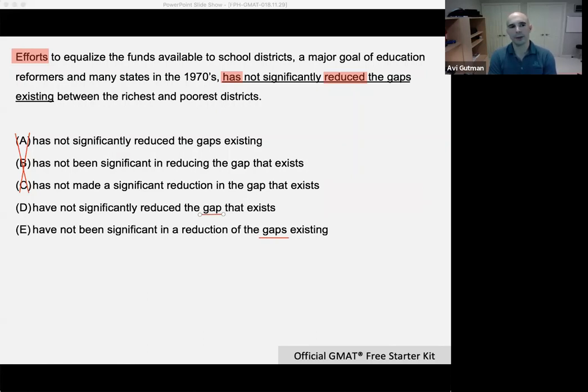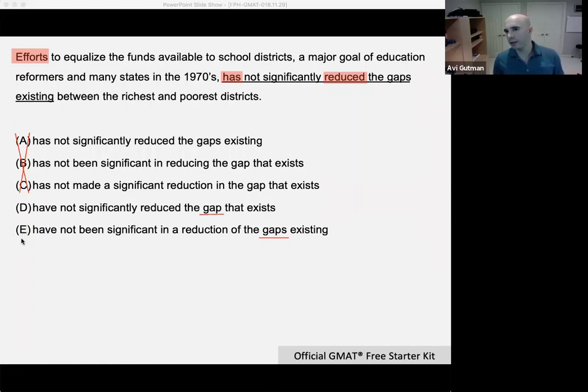This is almost turning into a quantitative reasoning question instead of a verbal reasoning question. Should it be singular gap or plural gaps? Some of you are saying, well, the efforts is plural, therefore the gaps should be plural as well to match the efforts. Others are saying it should be plural because we have plural districts. Somebody else said we have plural efforts, therefore the gaps should be plural. So all of you, I guess, would pick E.